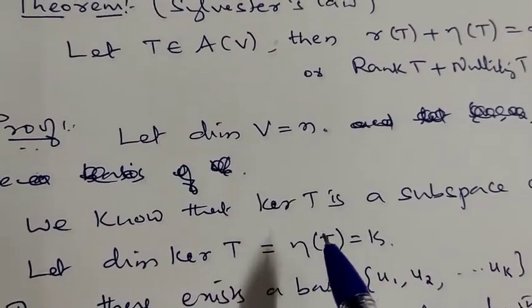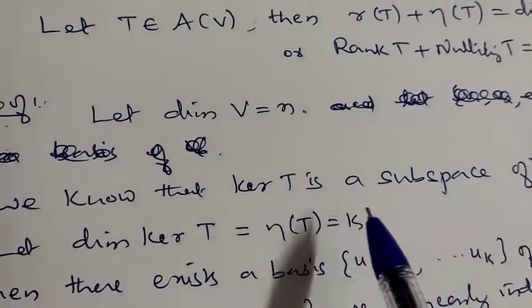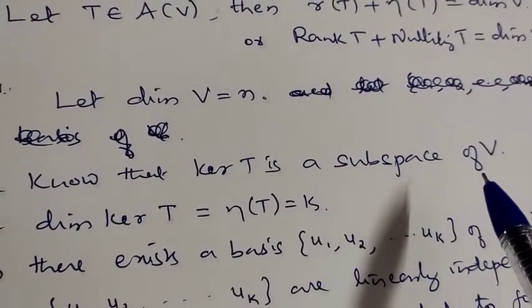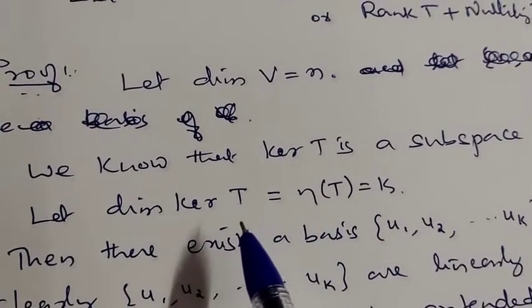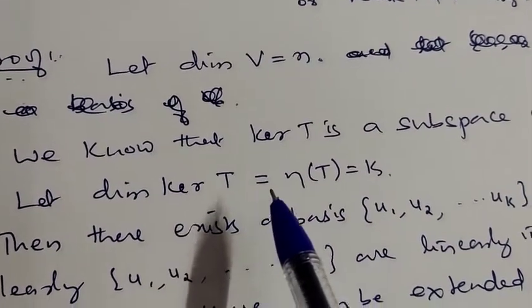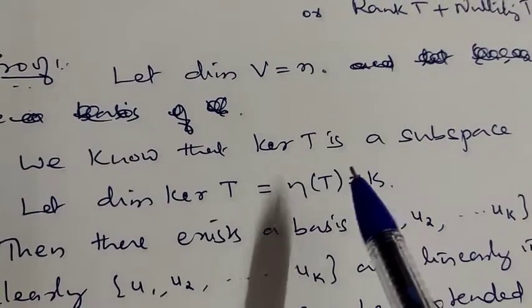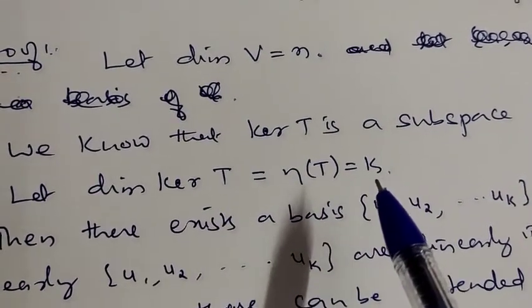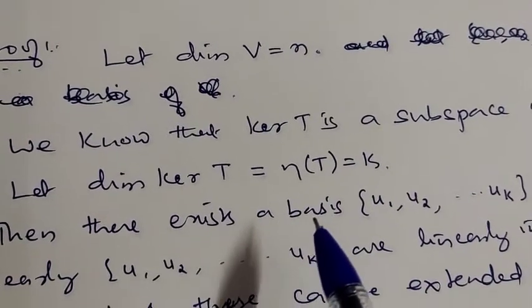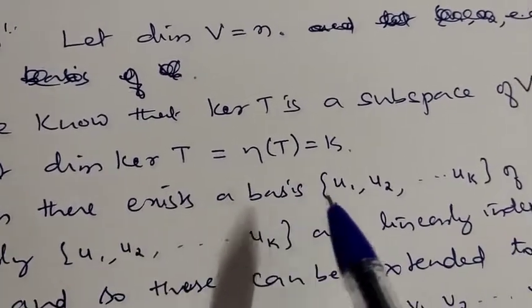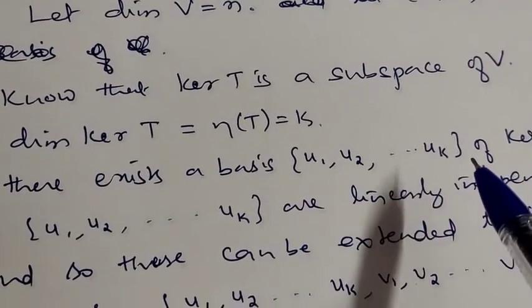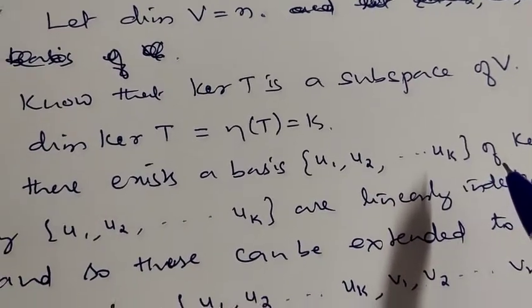Now we know that the null space of T, or kernel of T, is a subspace of V. Therefore, it has some fixed dimension. Let the dimension of the kernel of T be K. Its dimension being K means there are K basis elements for the kernel of T. Let U1, U2, etc., Uk be the basis elements of the kernel of T.